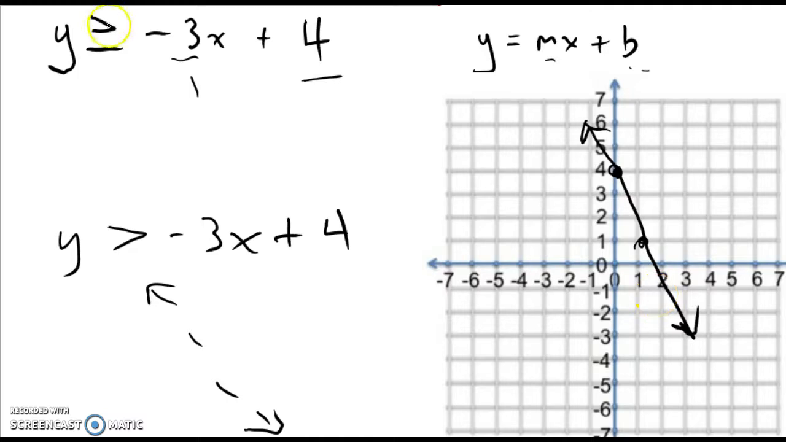Now, it's greater than or equal to. Where is it getting bigger? It's getting bigger on the x to the right, and it's getting bigger on the y above. So you're going to shade above it. I'm going to go through a couple example problems.